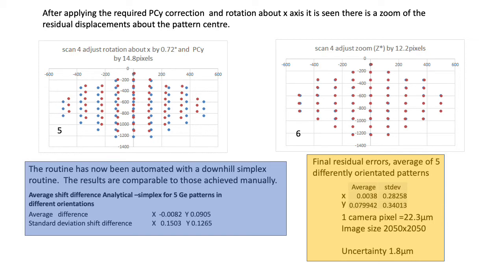Having convinced ourselves that we can get near perfect alignment, the technique has been automated using a downhill simplex minimization routine. The figures here show the difference in results between the manual method and the automated method, and it's just a few hundredths of a pixel. Over here we see the final residual errors in both X and Y, and if we convert those errors into microns in the image, it turns out to be an uncertainty of 1.8 microns on average in PCX, PCY and Z star.